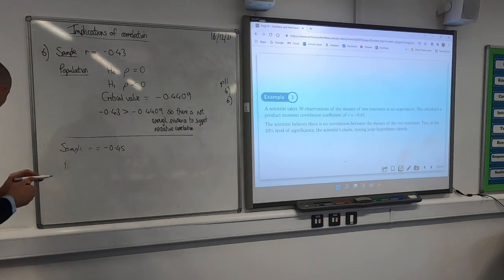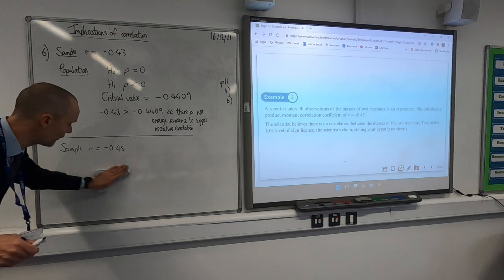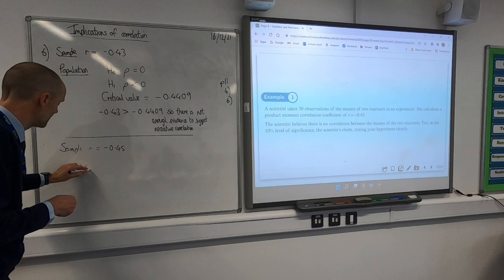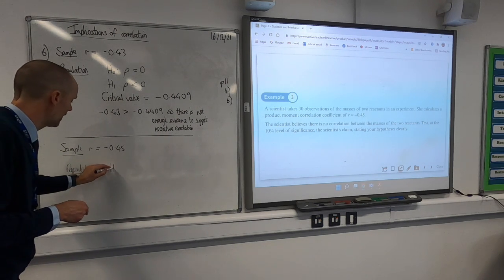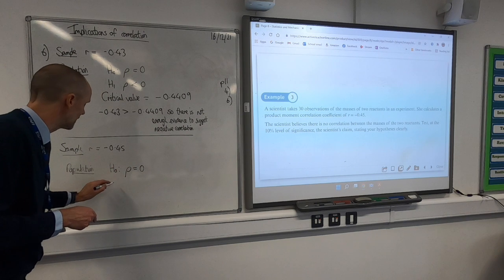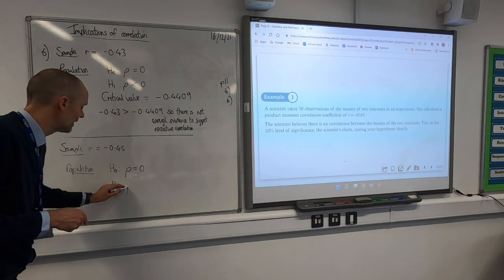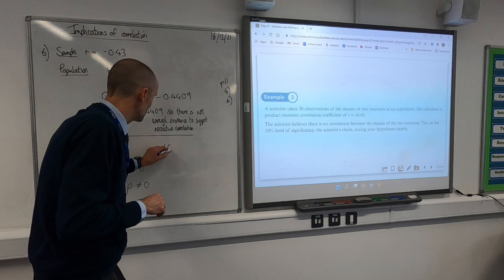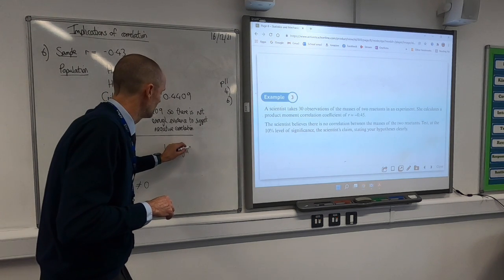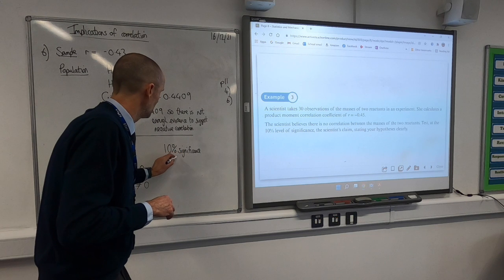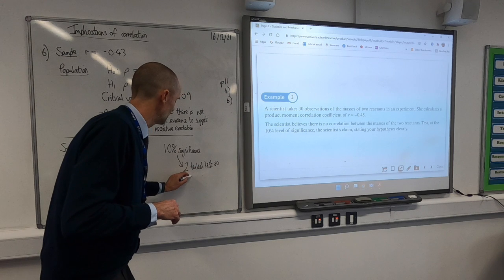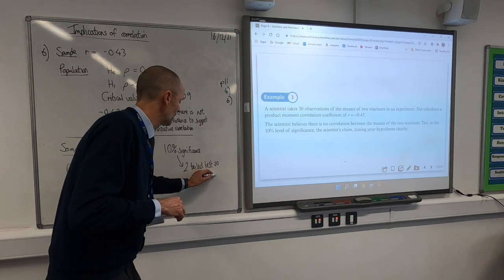And then for the population, even though this is a different sort of thing, we still have our null hypothesis the same, that rho is zero. So the population, our null hypothesis is that rho is zero, and our alternative hypothesis is that rho isn't zero. Not bigger than or smaller than, we don't know, we're just saying it isn't zero. So 10% significance level. This is a two-tailed test, so use the 5% critical values.